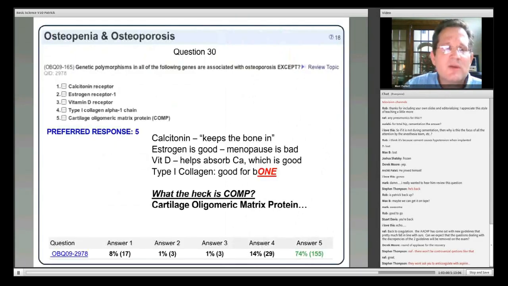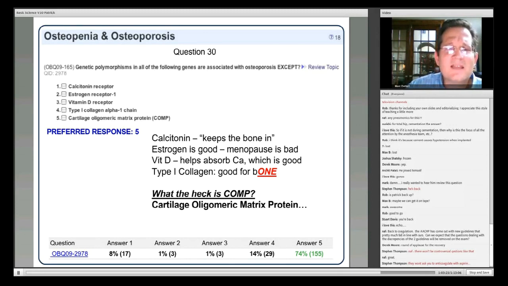And of course we treat it with bisphosphonates. So the test question we're getting back, and we're looking for all of the genes that can screw up the bones to give you osteoporosis except, and if you look at the answers, calcitonin keeps the bone in, estrogen is good because menopause is bad, vitamin D helps absorb calcium, which is a good thing, and you've got to have type 1 collagen in your bone.